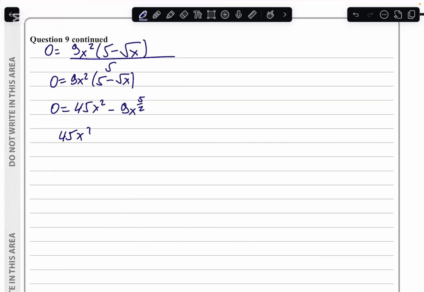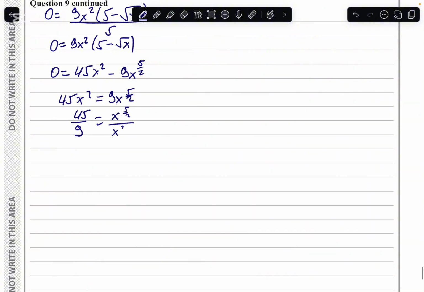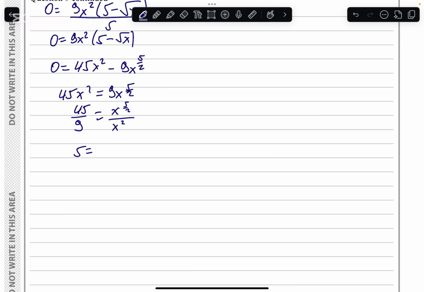Taking the minus 9x to the positive side, we get 9x to the power of 5 over 2. Leaving the x alone, we get 45 over 9 is equal to x to the power of 5 over 2 over x to the power of 2. So we get 5 is equal to x to the power of 1/2. So we get that x is equal to 25.